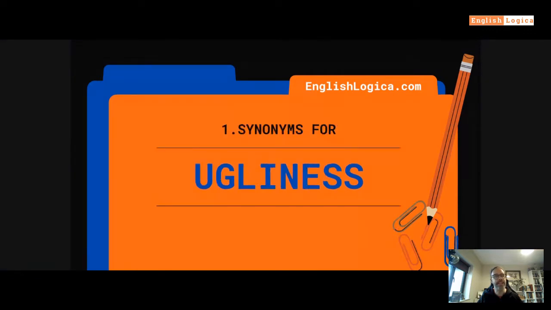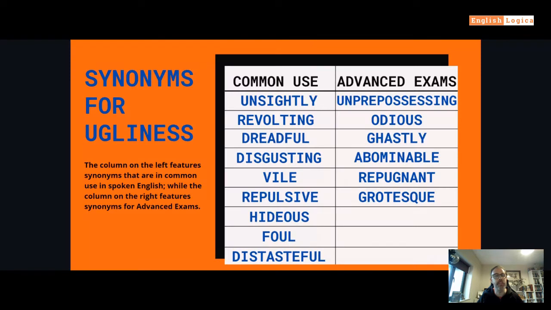So first of all, we're going to look at synonyms for ugliness. And here are the words we're going to cover. You will see that we split our synonyms, as usual, into common use or everyday speech words, words that you'll hear on a regular basis. They're very popular in the English language. And we also have our advanced exams vocabulary, which you'll find in our advanced exams database, and they're more likely to come up in exams.